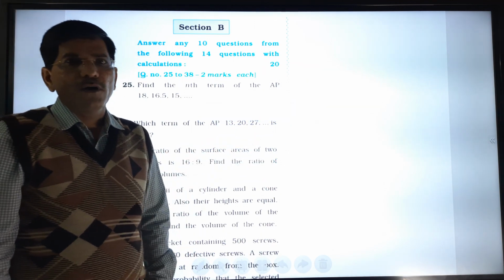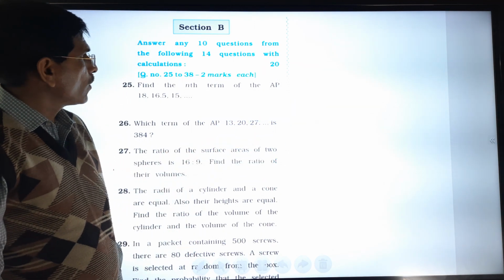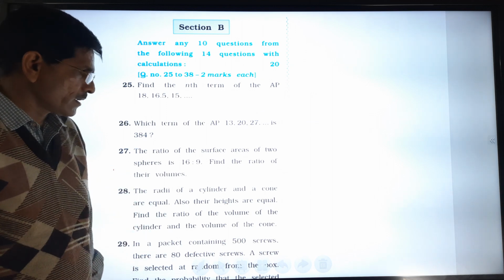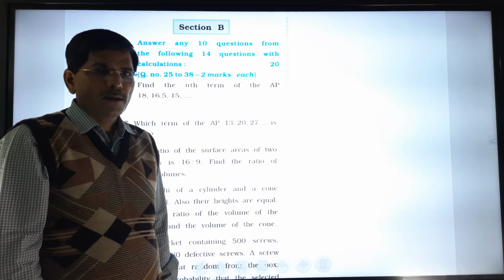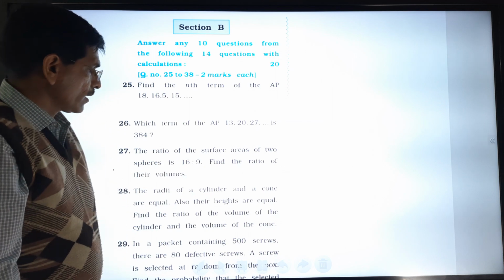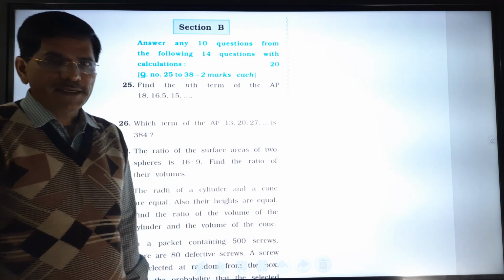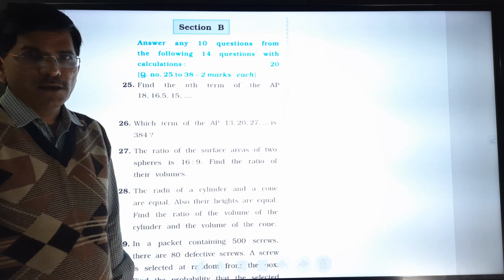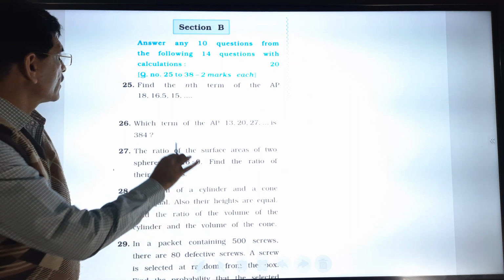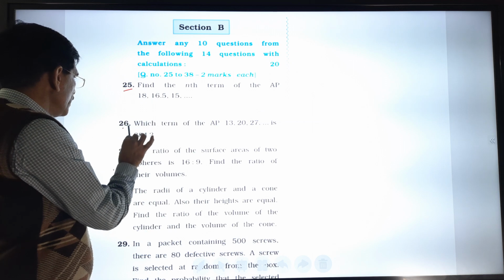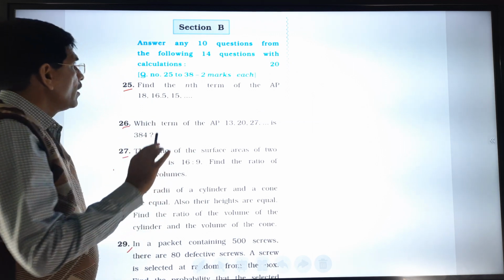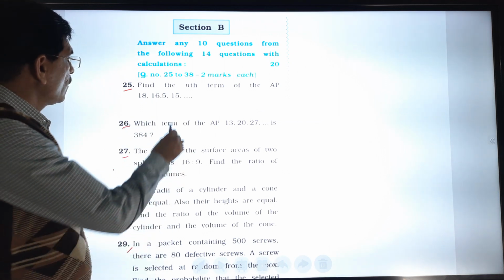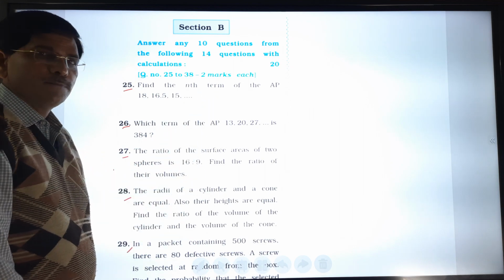Today, first of all, we want to go from question number 1. If you see, it is one type of revision. In revision, we have discussed the whole chapter. Now, find the nth term of the AP.